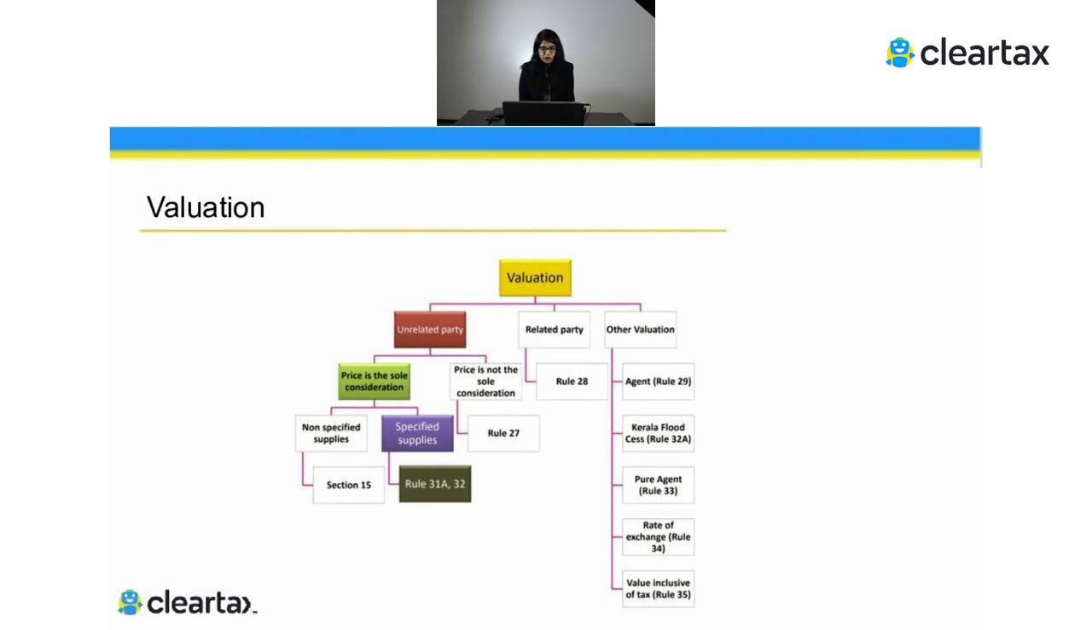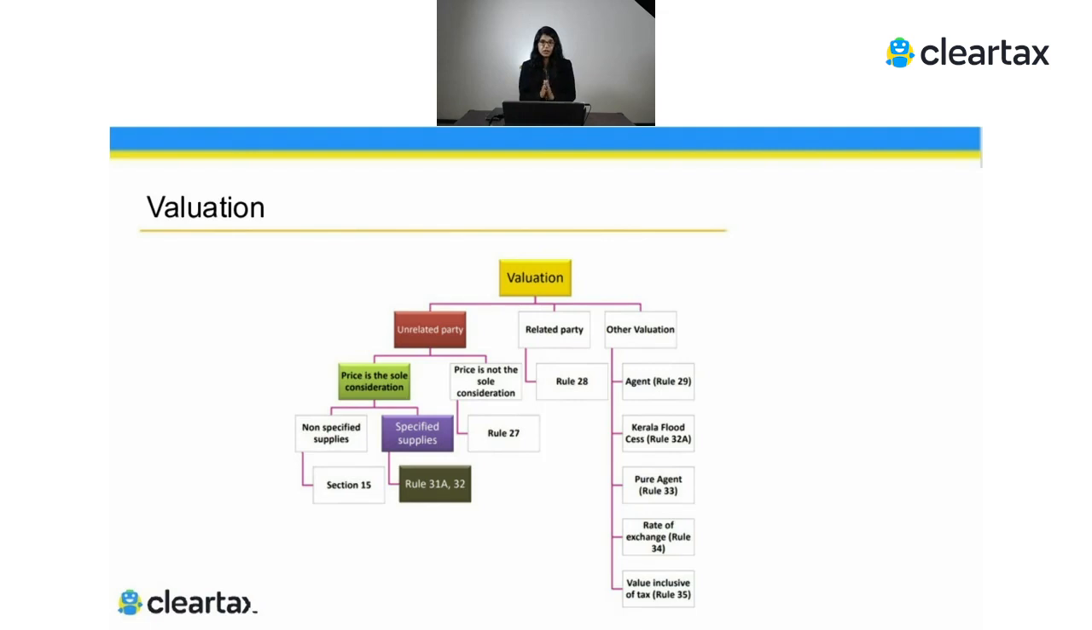Similarly, there are certain other valuation rules, for example for an agent, there is rule number 29. If there is a Kerala flood cess, then how to deal with that is rule number 32A. There is the pure agent, which talks about how to deal with this particular transaction, in rule number 33. There is the rate of exchange: when you have to convert one currency to another, there is rule 34 which talks about it. We are also going to look into some specific cases where it talks about how to deal with that particular transaction. For example, in case of air travel agents, there is also a rule which talks about how to come up with the value in case you are doing such a transaction. So we'll go again one by one.